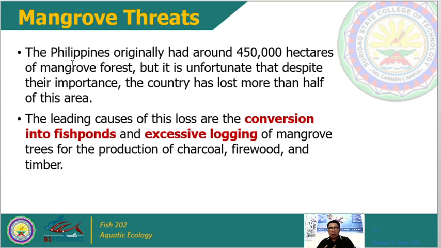If you search the word aqua silviculture, that is basically growing aquatic species of aquaculture without harming the mangrove area. Dili naman siya pang utdo ng mga mangrove. Mag-grow ra kag fish dito pero naradig gyapon ang mangrove. And then some of the reasons are excessive logging because of charcoal, firewood, and timber. So those are the threats for mangroves.